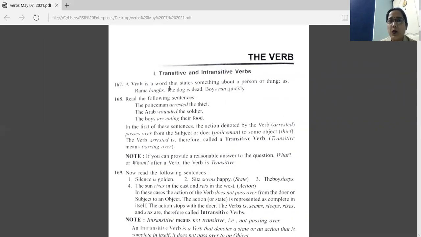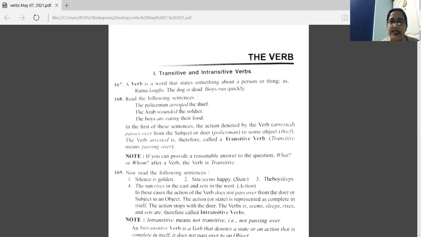A verb is a word that states something about a person or thing, telling what they are doing in the sentence. Ram laughs. What is this noun Ram doing? Laughing. So laughs is a verb. The dog is dead. The boy ran quickly.